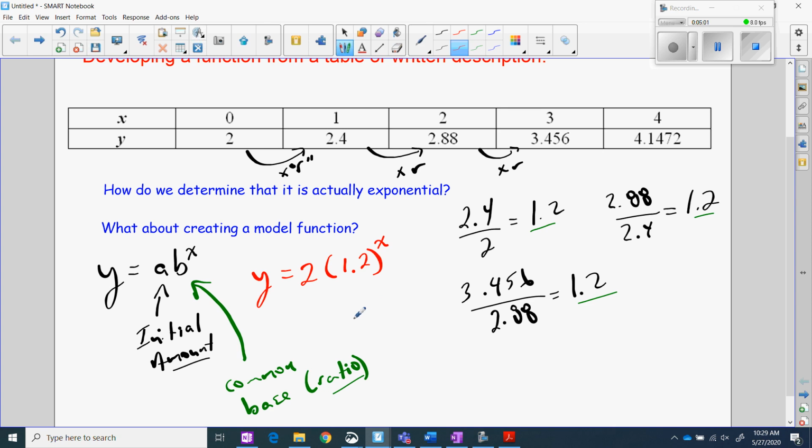Now you may say, oh, I wonder if I did this right. Well, we can check it. Let's put in x is 3 and see if we get that number. So if I went y equals 2 times 1.2 to the exponent 3, type that in your calculator. So 2, oops, I forgot to put my 3 here.